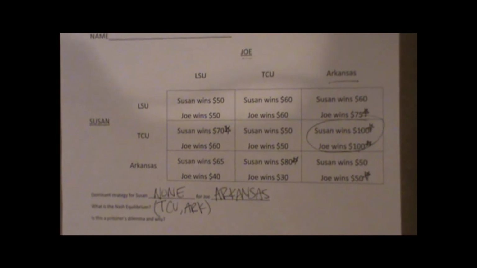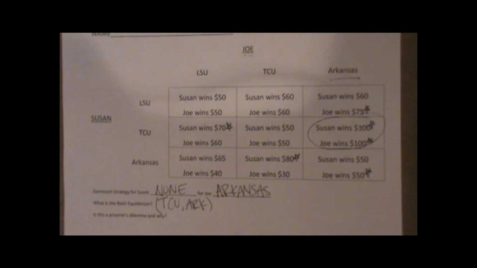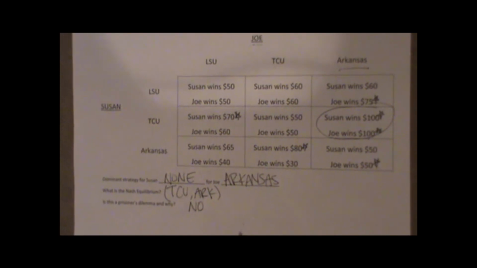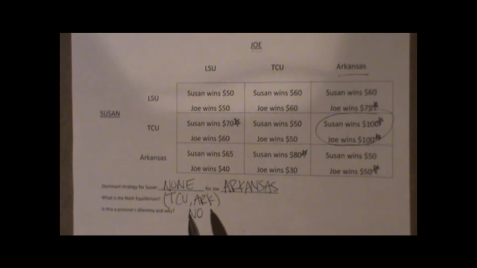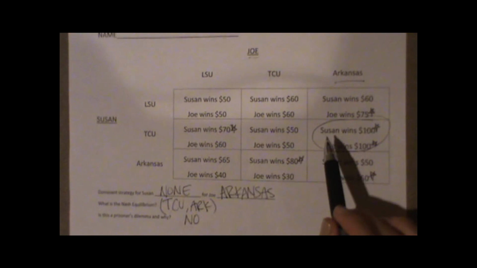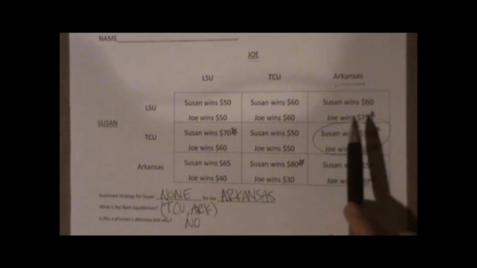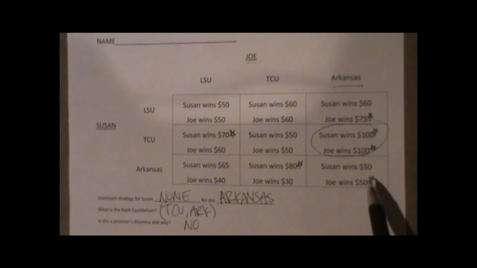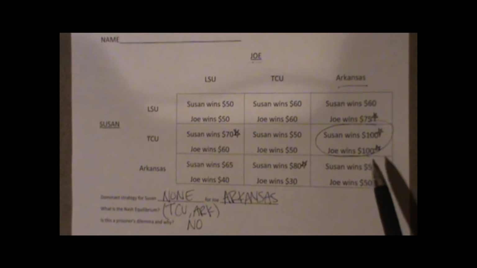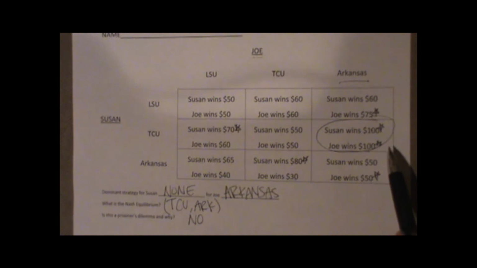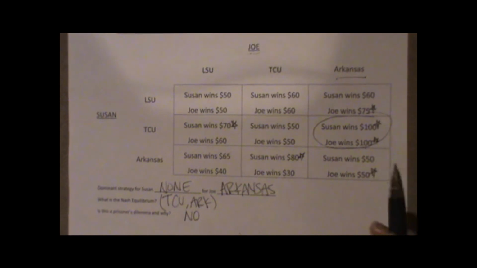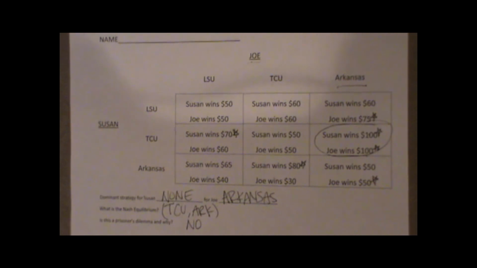The last question on this little worksheet asks, is this a prisoner's dilemma? This is not a prisoner's dilemma. Prisoner's dilemma occurs when we have a Nash equilibrium, but there's another outcome where both players would be better off. In this case, there's no other combination of choices where both Susan and Joe would win more money. And actually, there's no situation where either one can win more money. So this is not a prisoner's dilemma because both players are doing the best that they can.